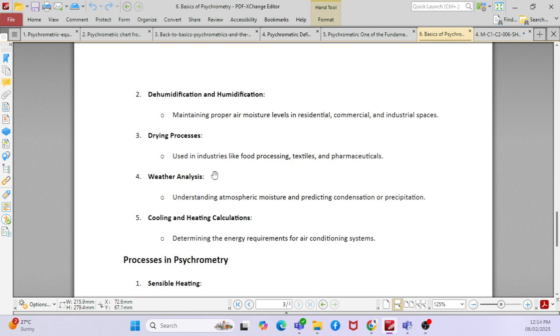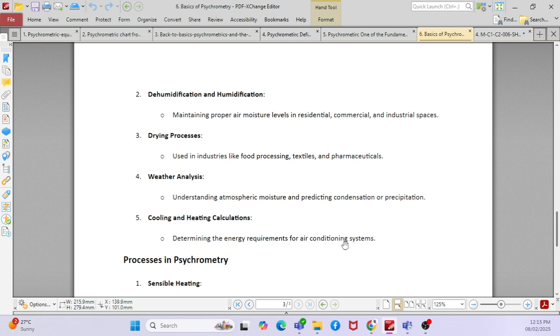and measure the dry bulb temperature and the wet bulb temperature. With the help of these two readings, you can get all other values by using the psychrometric chart or a psychrometric calculator from different websites. There are also cooling and heating calculations, determining the energy requirements for an air conditioning system.